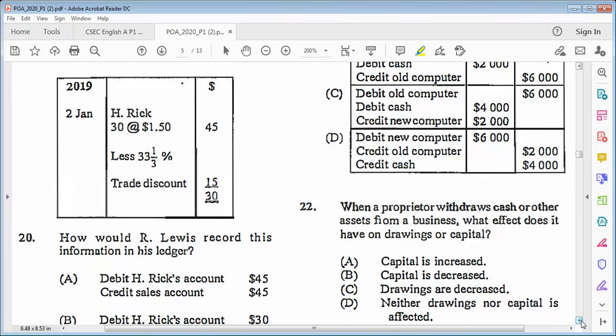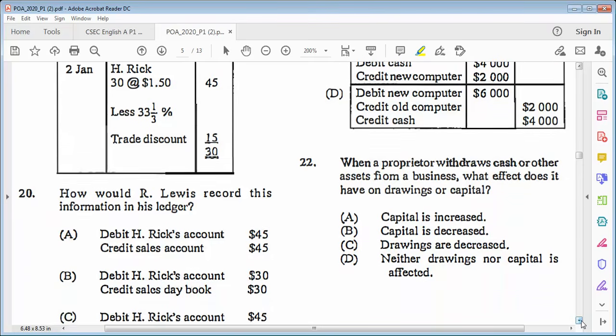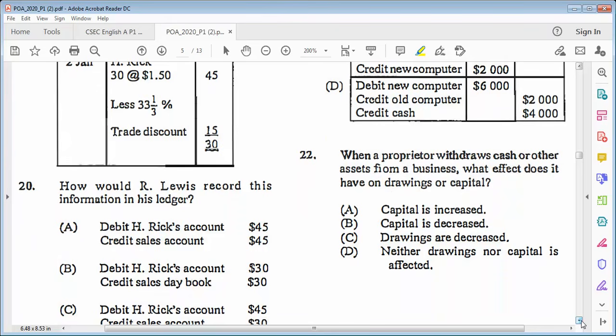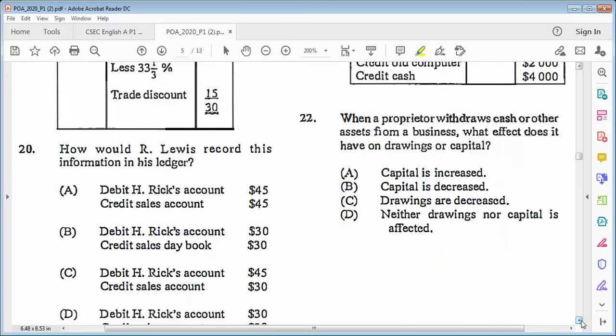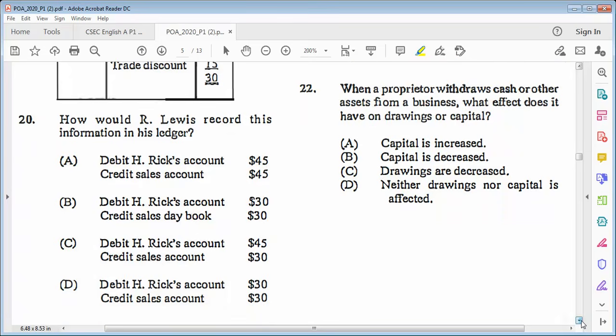A. Debit H. Rick's account $45, credit sales account $45. B. Debit H. Rick's account $30, credit sales day book $30. C. Debit H. Rick's account $45, credit sales account $30. Or D. Debit H. Rick's account $30, credit sales account $30. We know our answer would be D. Debit H. Rick's account $30 and credit sales account $30.